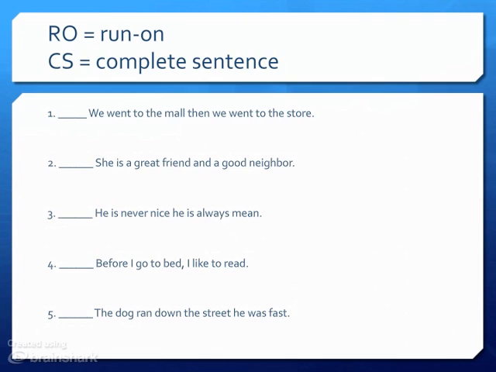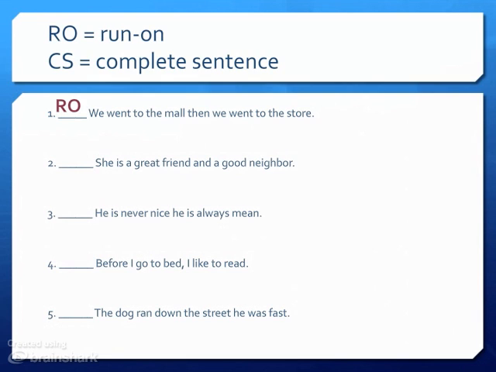So let's check your answers. Number 1, we went to the mall, then we went to the store. See how there's a pause in the middle of the sentence right after mall? That's because it's a run-on. It's not a complete sentence.